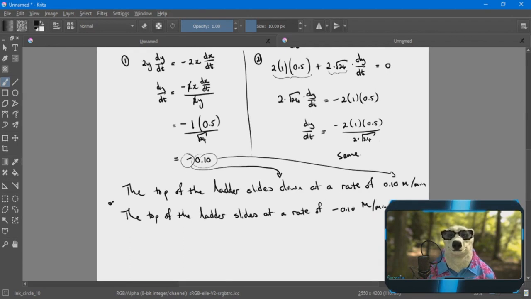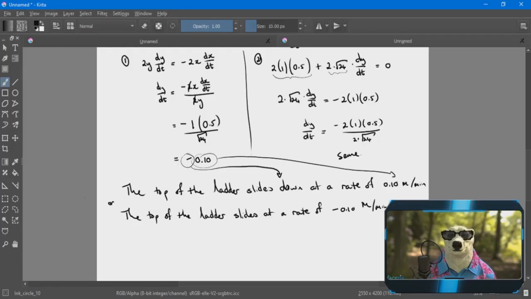It's a little nicer to indicate the direction in words rather than the reader in general trying to figure out, what does this negative mean? Which way is it moving? You can interpret that negative and then separate that from the number because it's already in the word down. You're not going to say the top of the ladder slides down at a rate of negative 0.10. That is what you should not be saying.